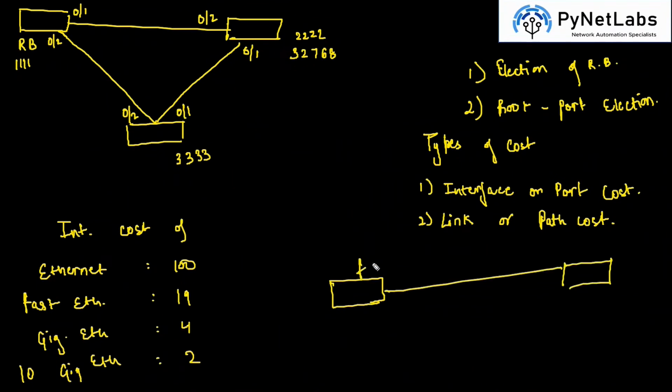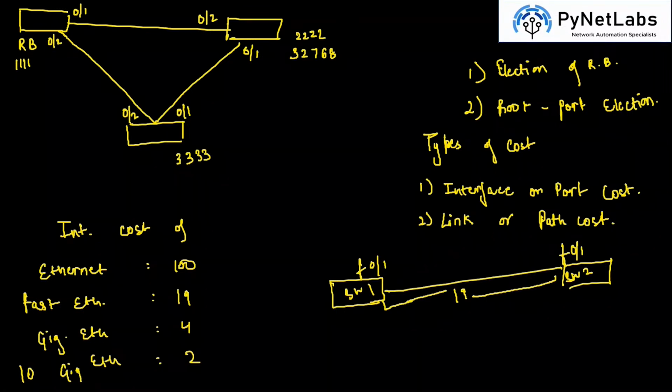So let's say a switch is connected with another switch, and this is on FA0/1, and here also we have FA0/1. Can I say that the cost to reach from switch 1 to switch 2 using this link is 19? Can I say that? Yes, right?